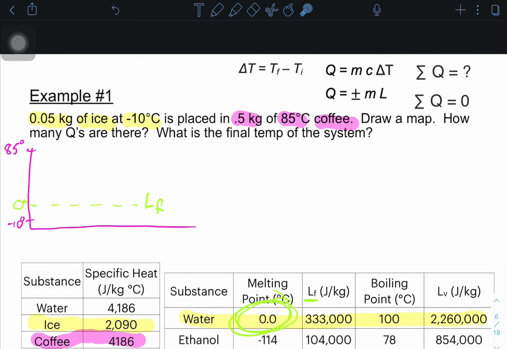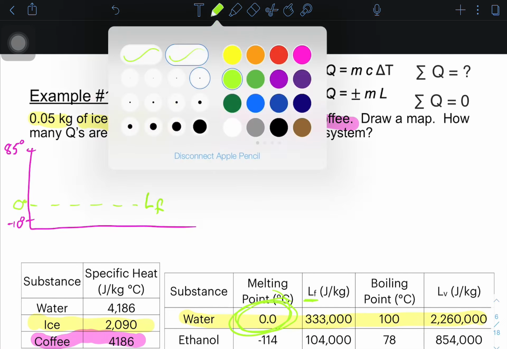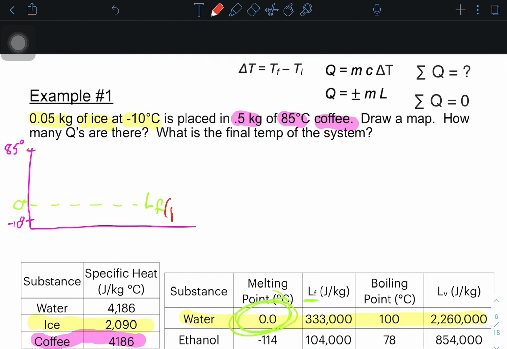When ice is put in coffee, is it going to be gaining heat or losing heat? Hopefully you recognize that the ice is going to be gaining heat. It's going to have a positive Q, increasing in temperature. Then they're going to meet somewhere in between at something we're going to call TF.